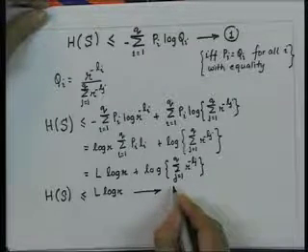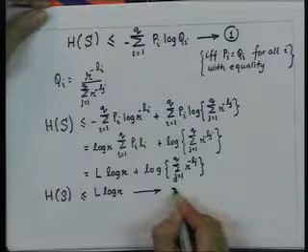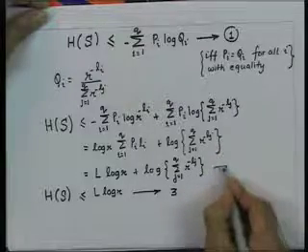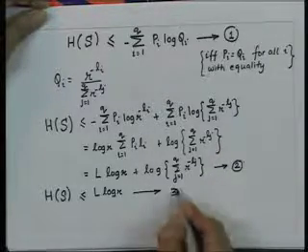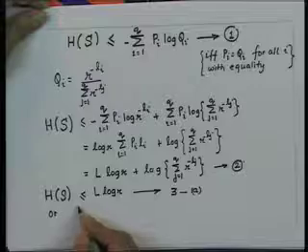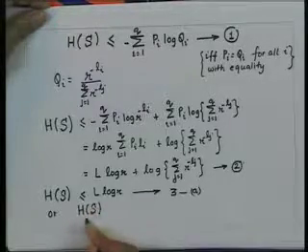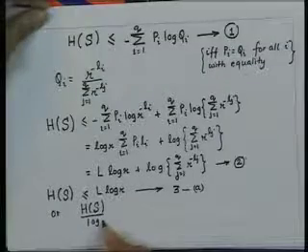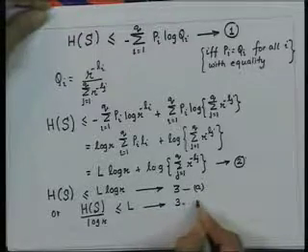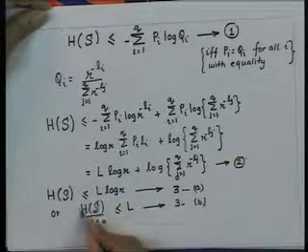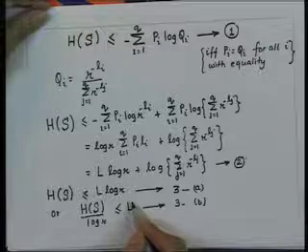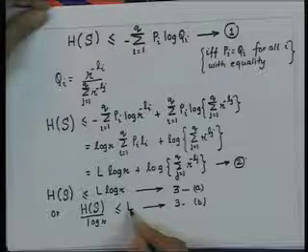So, we can say this is equation 3a. So, H(S) by log r is less than or equal to L. H(S) is measured in bits, L is the average number of r-ary symbols we use to encode S.